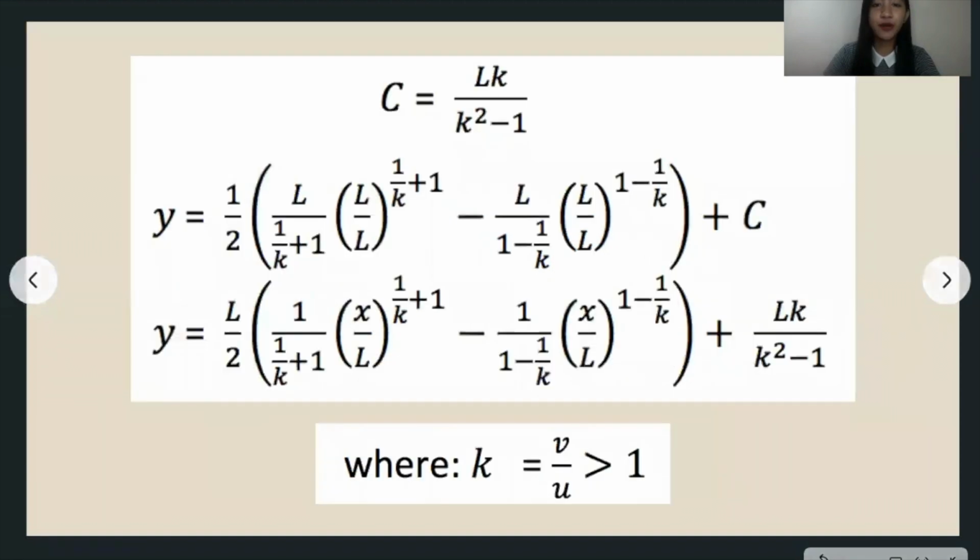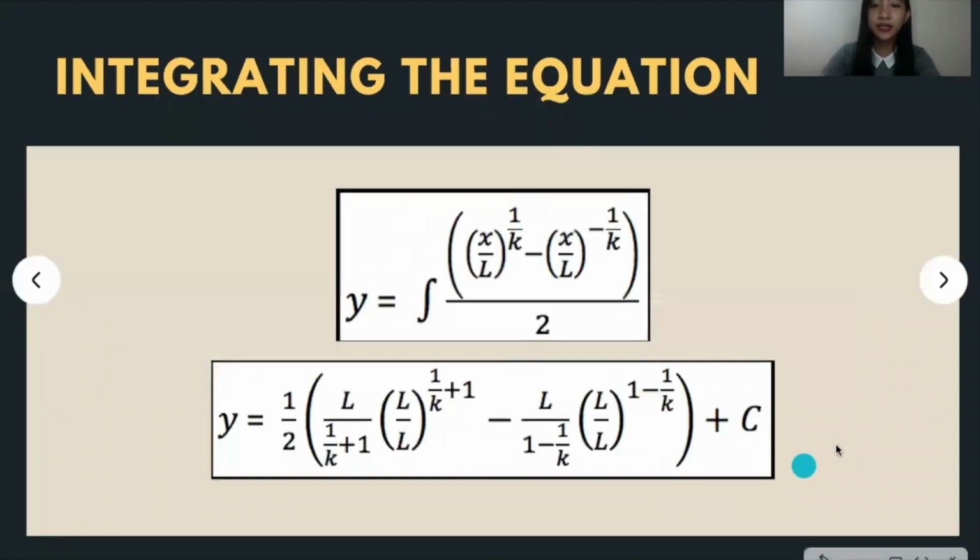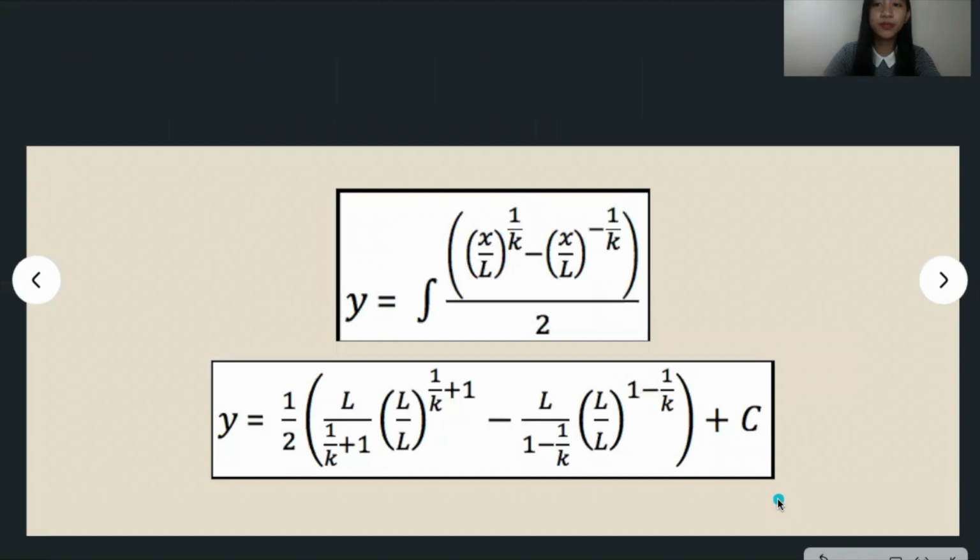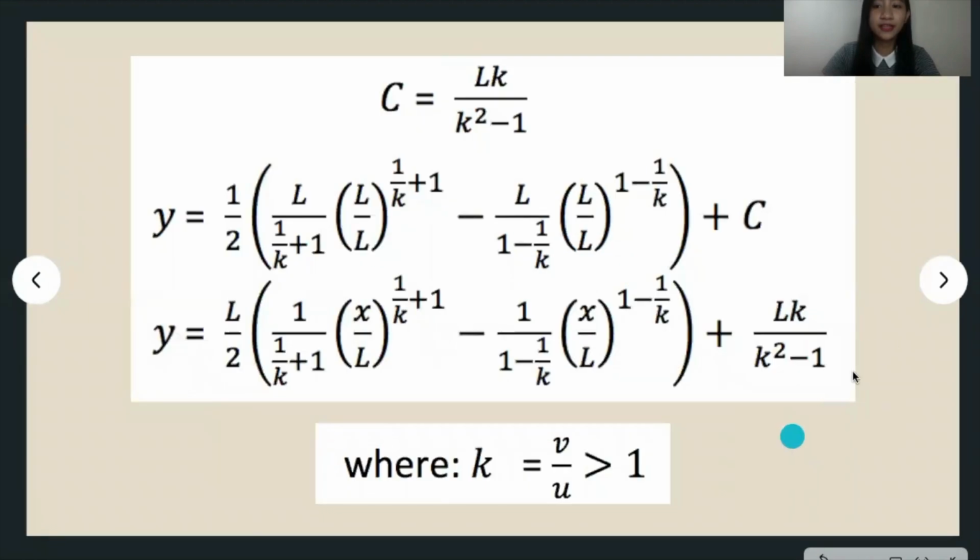So based on the initial condition that we used earlier, x is equal to L and y is equal to c, we will be solving the value of c. So we will be getting Lk all over k squared minus 1. Substituting c to the equation that we have earlier, which is the final equation of the trajectory here, we would be getting this.